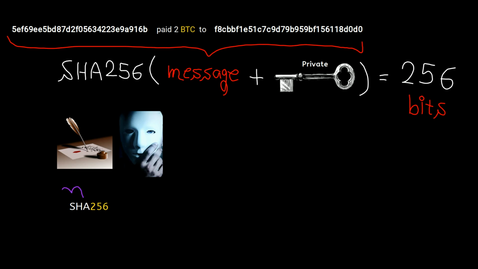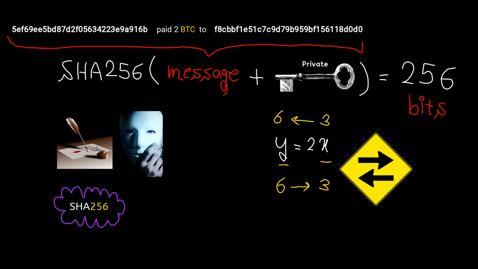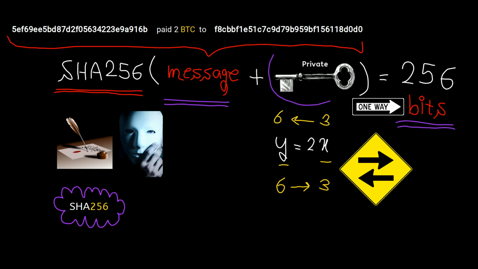The thing that makes this algorithm super cool is the fact that it's not a reversible function. What does it mean? Let's say we have this function y equals 2x. If I tell you x is 3, you know y must be 6. Or if I tell you y is 6, you know x must have been 3. So this operation is reversible. If you have x, you can find y, or the other way around. But SHA-256 is not reversible, i.e., if you know the signature and message, you cannot find the private key.